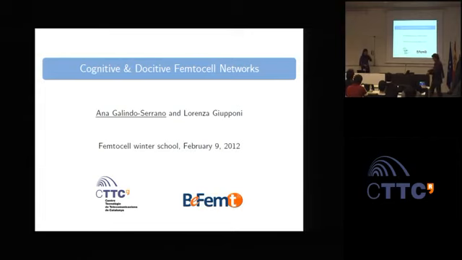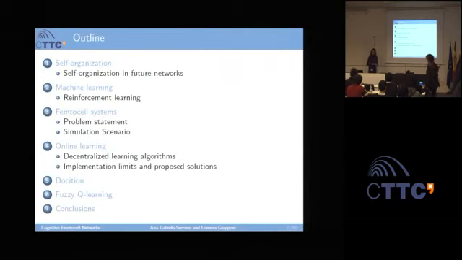Thank you, Misha, for the introduction. So let's start. As Misha said before, what I do is to apply learning techniques in order to get some self-organization capabilities, specifically in femtocell systems. So the idea of this talk is to show you how to implement online learning algorithms.